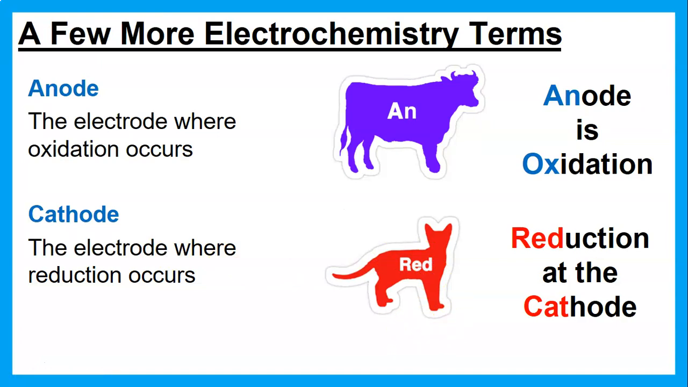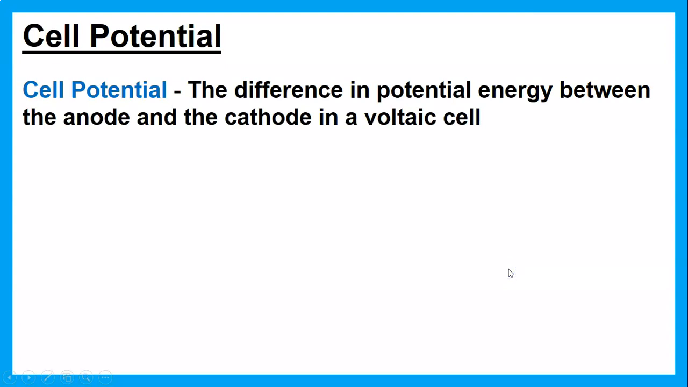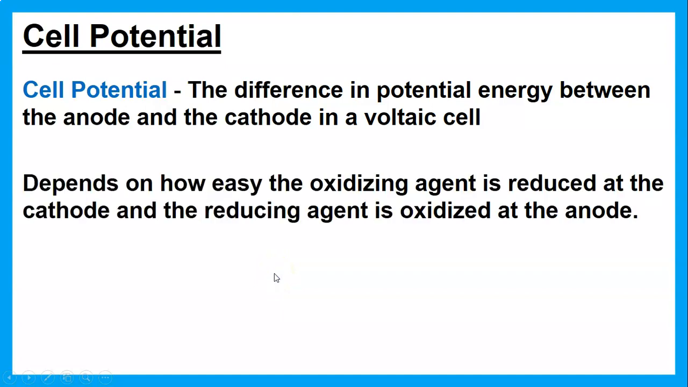What we're going to look at a little bit more today is how do we determine which substance is oxidized and which substance is reduced. So we're going to learn about cell potential. Cell potential is the difference in potential energy between those two places in the cell, between the anode and the cathode. We are going to be able to determine which one is which based on how easily something is oxidized or reduced.